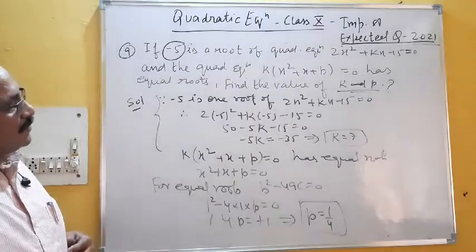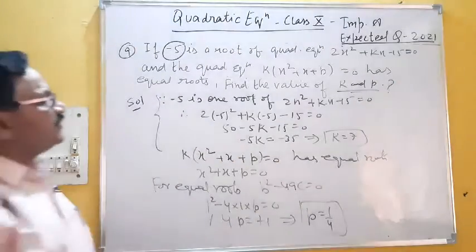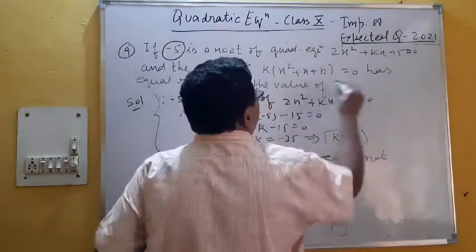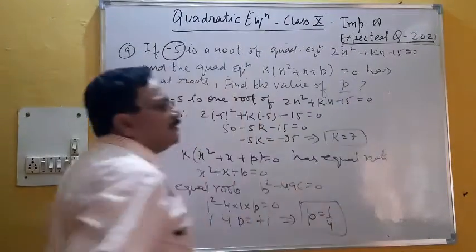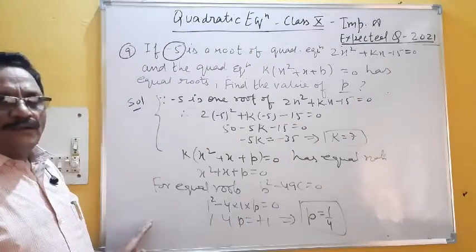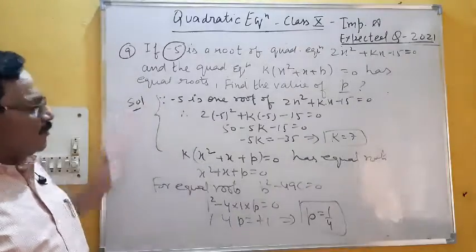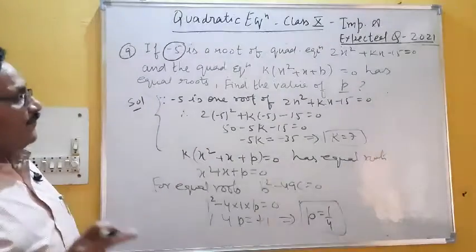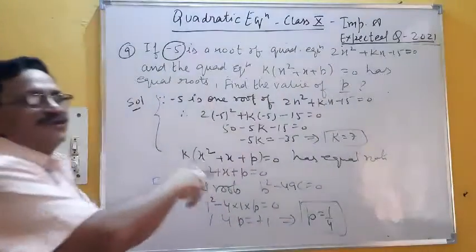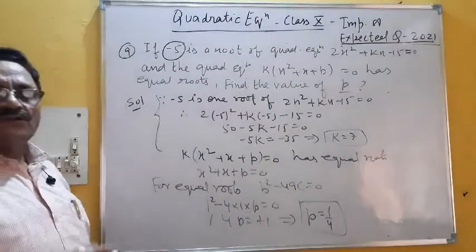If you understood better, again I am explaining. If the question is that only find the value of p, then you don't need to calculate k there. Directly you can solve this part. If p and q are required, then you have to solve the complete part. If it is given kx square plus x plus p, then you have to put the value of it. So it depends on the question.